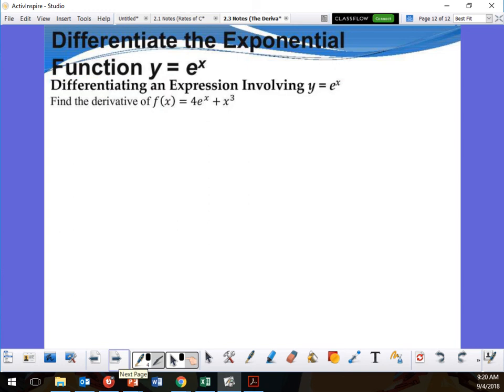All right, find the derivative right here. So f prime of x is equal to 4e to the x plus 3x squared. There we go.